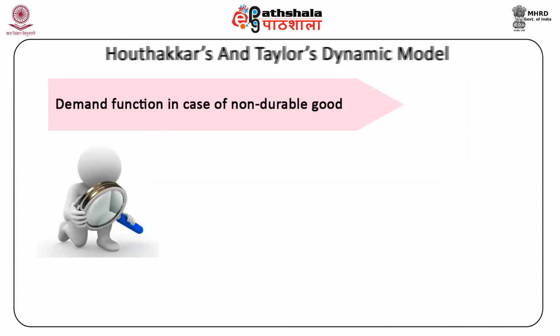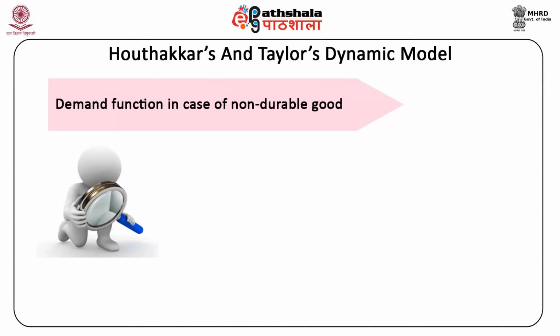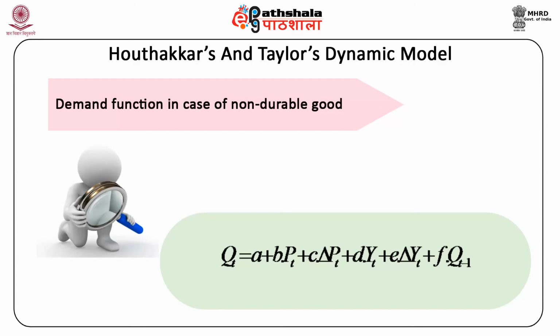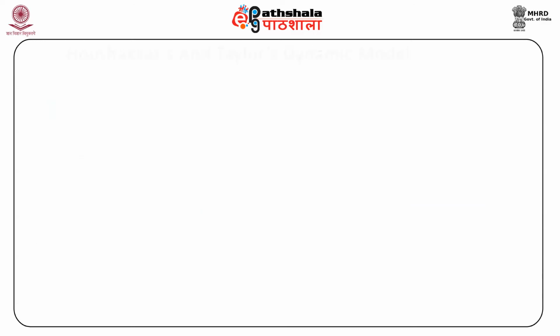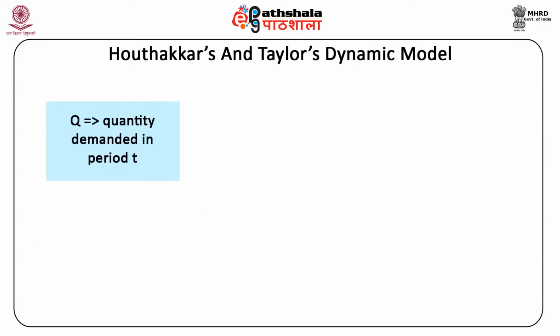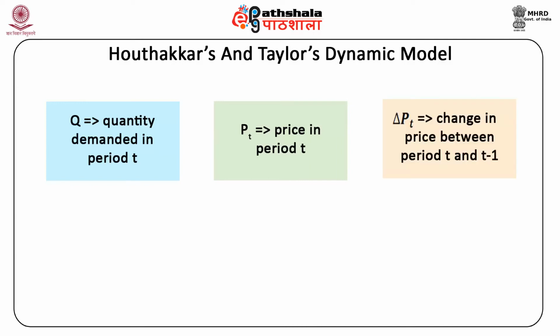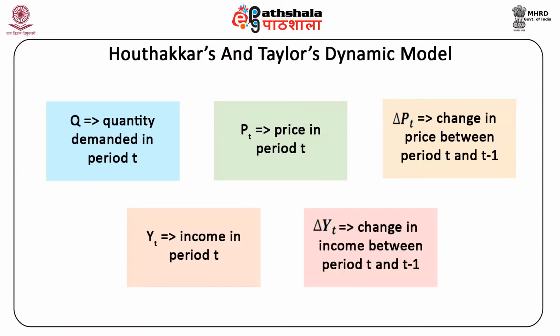The demand function in case of a non-durable good can be written as Qt = A + B·Pt + C·ΔPt + D·Yt + E·ΔYt + F·Qt-1, where Q is the quantity demanded in period t, Pt is the price in period t, ΔPt is the change in price between period t and t-1, Yt is the income in period t, and ΔYt is the change in income between period t and t-1.